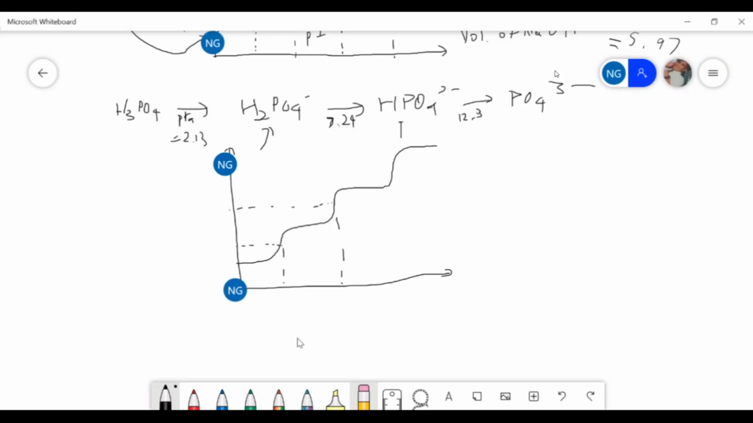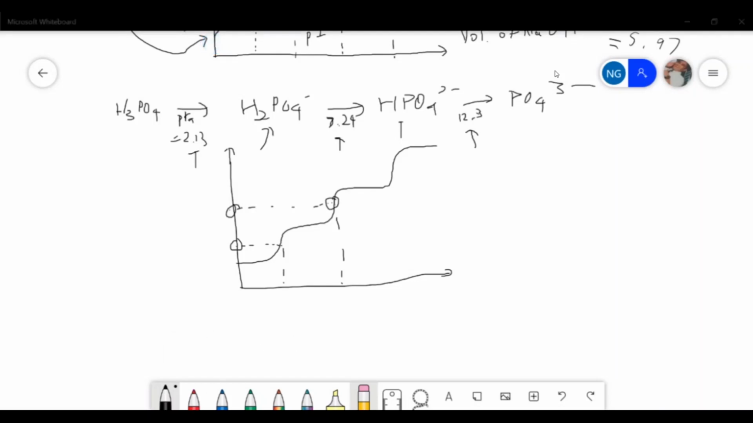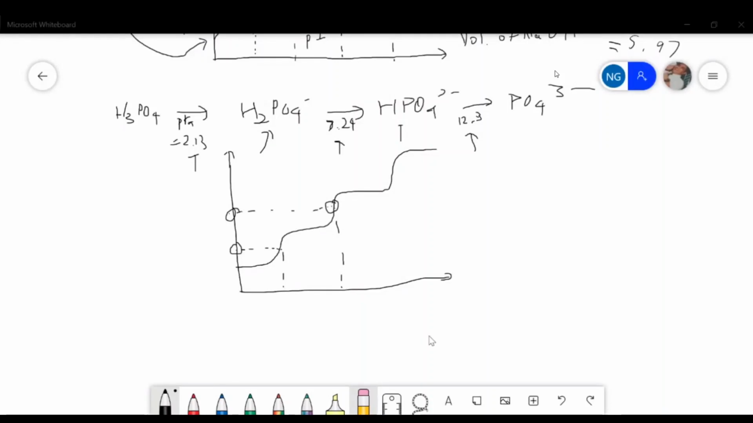This one over here will be 2.13 plus 7.24 divided by 2. And then this one over here will be 7.24 plus 12.3 divided by 2. Make sense? Okay, fantastic. This is more acid-base than OutChem. For H2CO3, yes, it works for every single acid that is polyprotic as long as it's an amphoteric species.